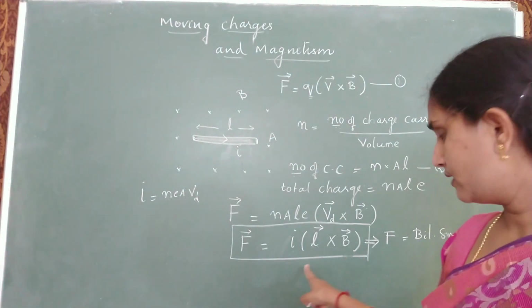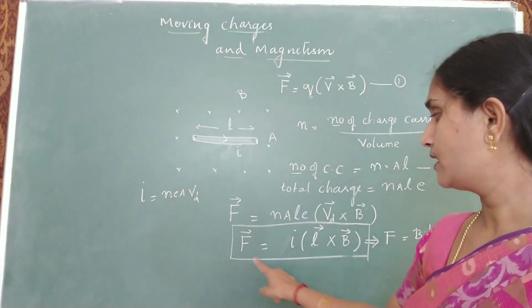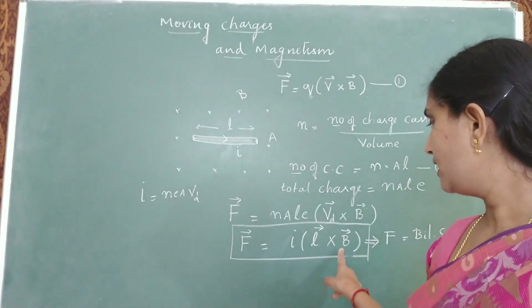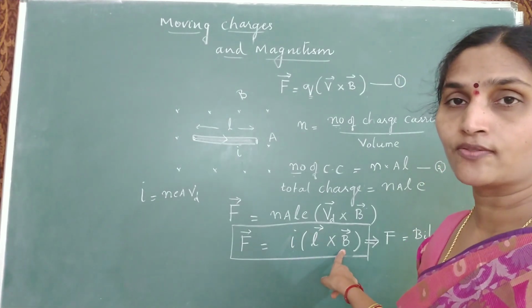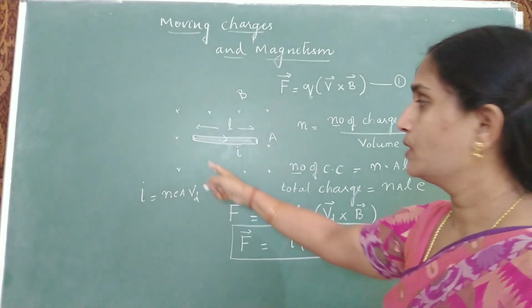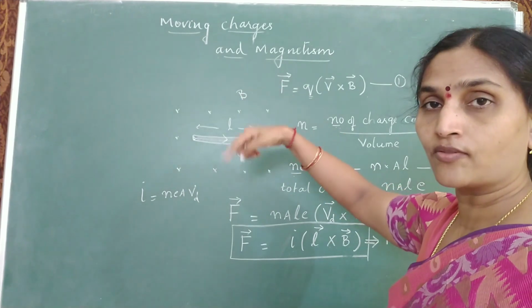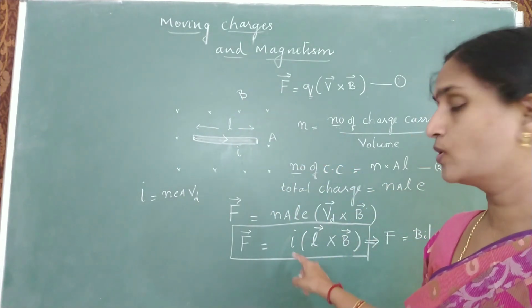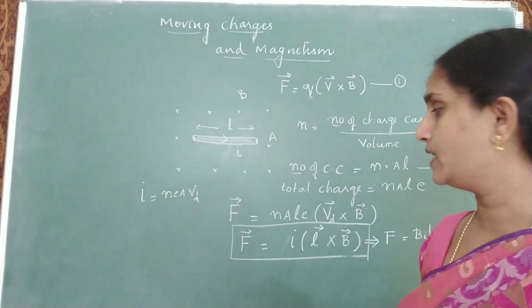Now when you are looking at this relation, remember that the force experienced by the current carrying conductor is because of the external magnetic field, not its own magnetic field. We know every current carrying conductor has a magnetic field around it. The force we are writing here is only the force due to an external magnetic field.